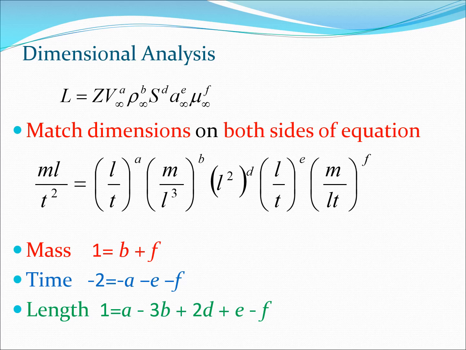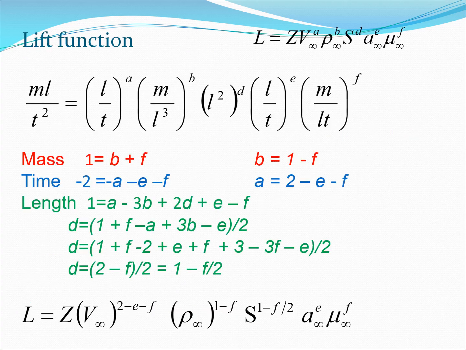So right now we have A, B, D, E, F. So some are going to be removed. Now how we remove that is we are going to simplify this. So for example, if we have mass like this, I can write B in terms of F. So B would be 1 minus F. If I have time giving me this equation, then I can write A in terms of E and F. So A, if I take it to the left hand side, would be 2 minus E minus F, and then the third equation is going to give me the next quantity, but I have to do some math here.